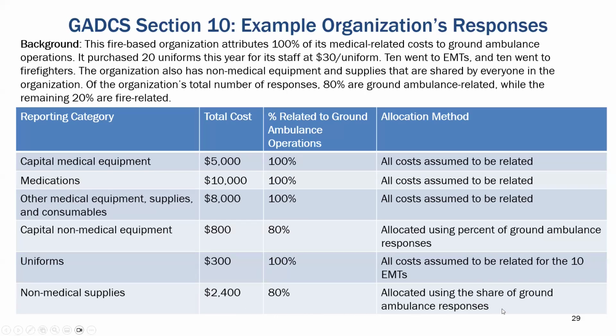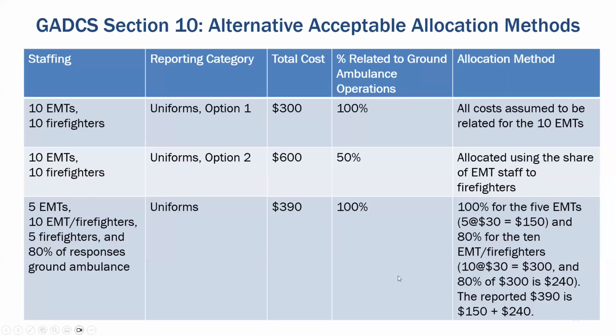this organization might use the share of ground ambulance responses as the basis for allocating the total expense. And here, that share of medical to total responses is 80%. And so they report the full amount for their organization across ground ambulance and non-ground ambulance applications, and then put in 80%. We have other examples in different GADCS resources and up on the slide.